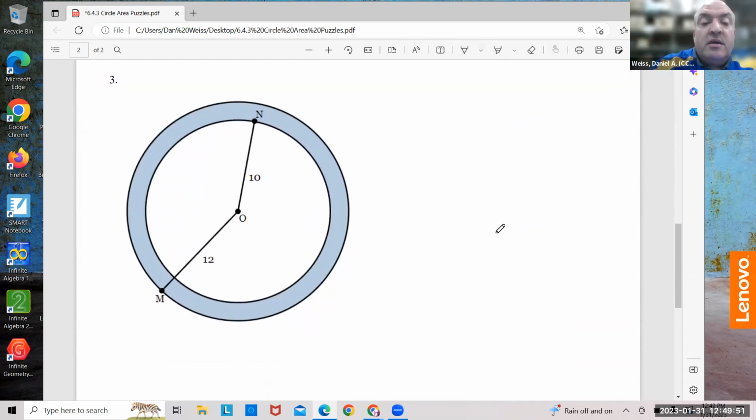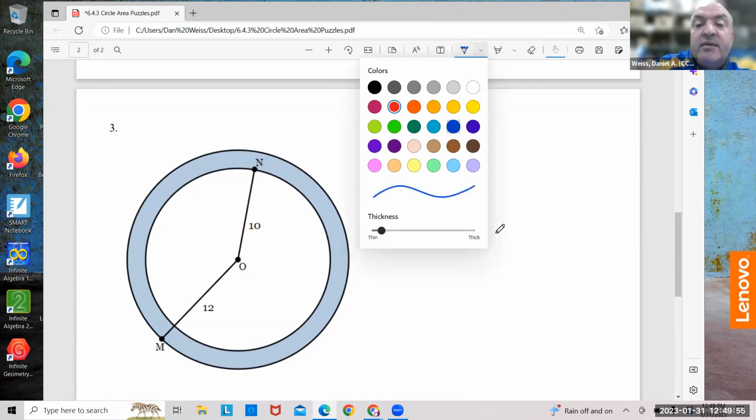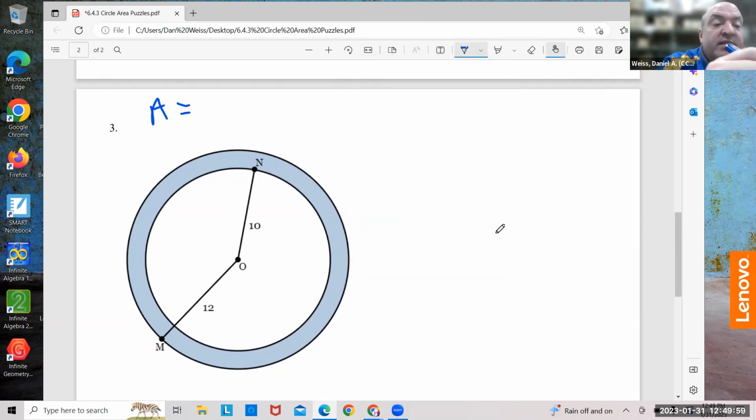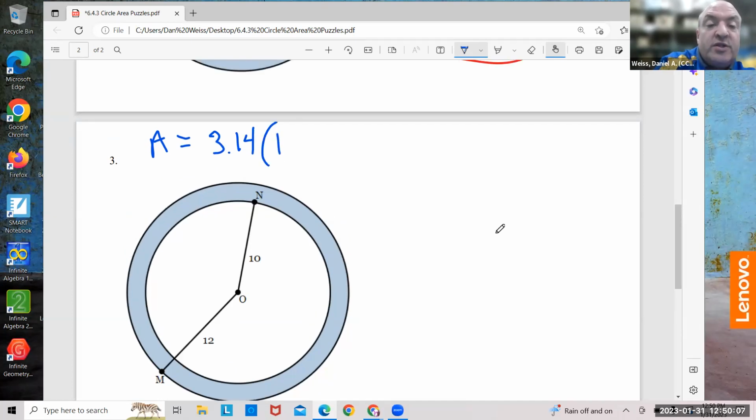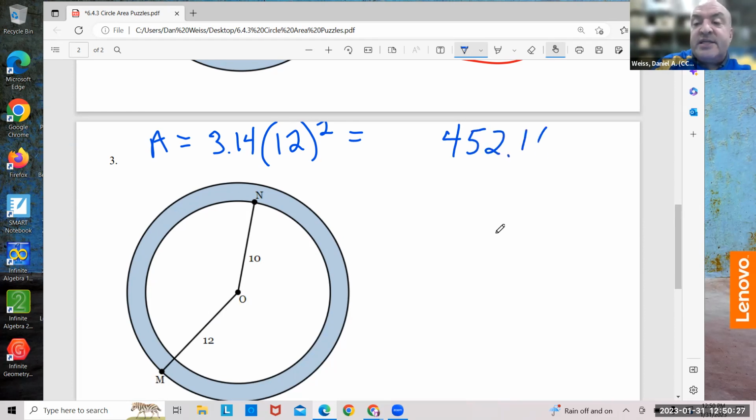All right, over here, we are going to do the same thing. I'm going to first find the area of the entire circle. So I'm going to take 3.14 times 12 squared. 12 squared is 144. Use your calculator if you don't remember that. 3.14 times 144 equals 452.16. Now I'm going to subtract the area of the white circle. So I'm going to do 3.14 times 10 squared. 10 squared is 100, so that gives me 314.